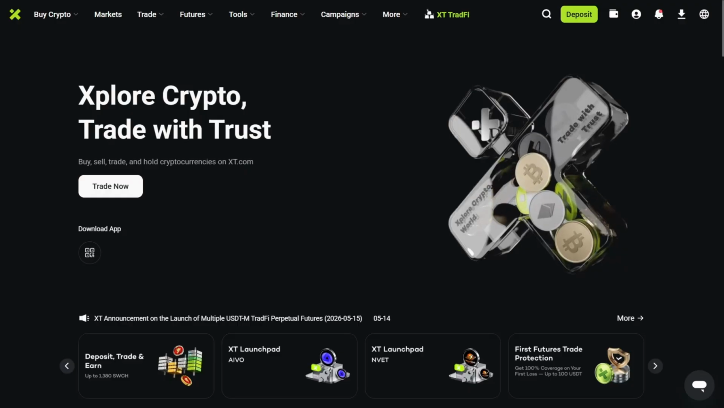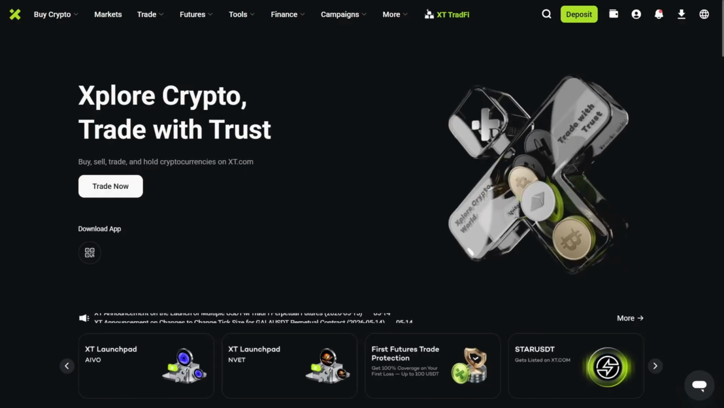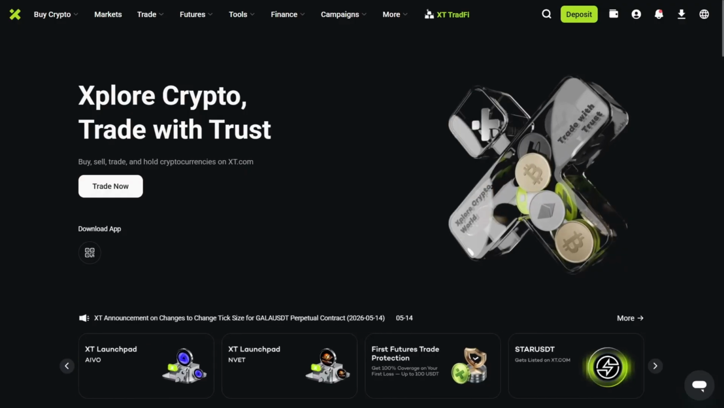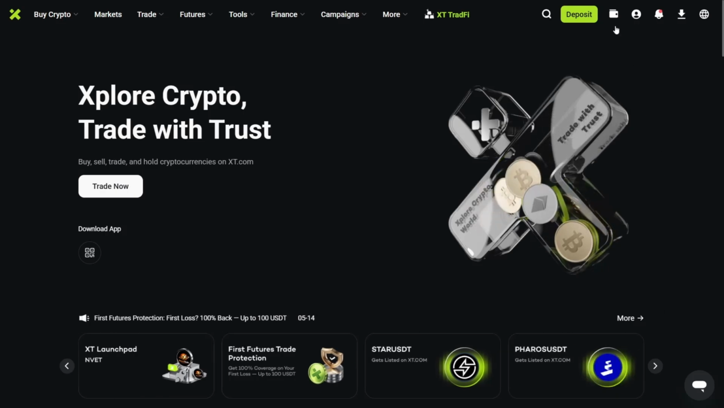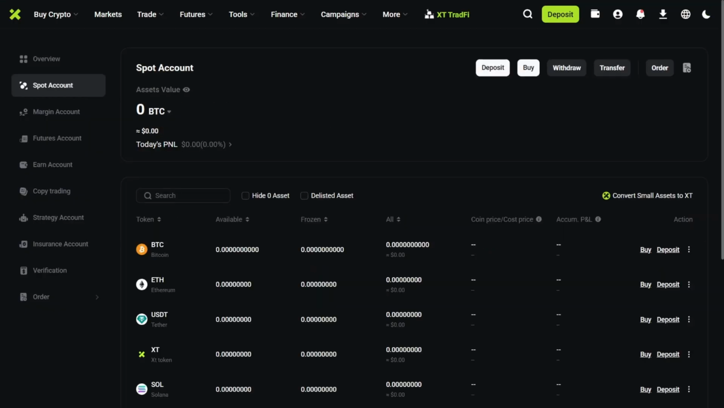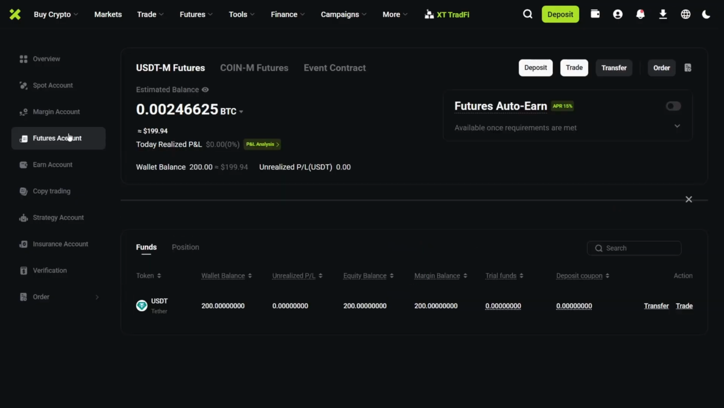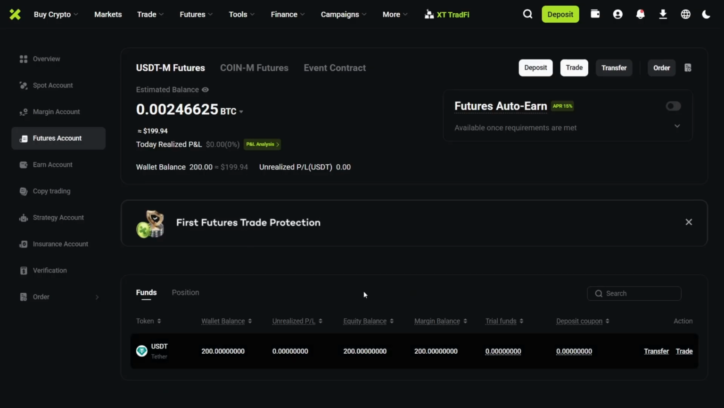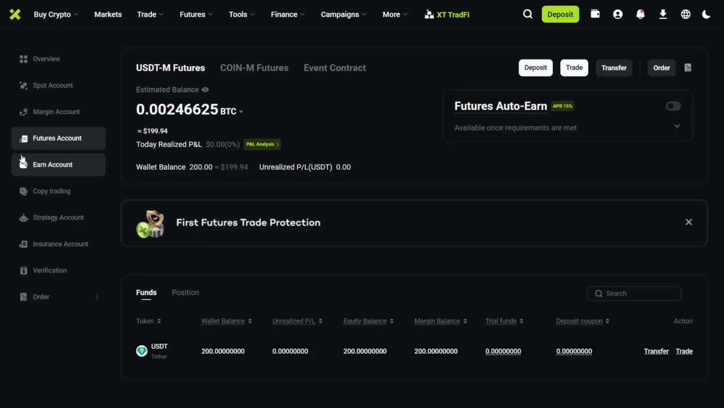To start our spot trading tutorial, the first thing we need to do is make sure that we have funds in the right account. So let's head to our wallet, go to Overview, and click on Spot Account. When you deposit funds into XT, you can either deposit into your spot account or futures account. So it looks like I deposited my funds into my futures account. We can see the 200 USDT, but we want this in our spot.